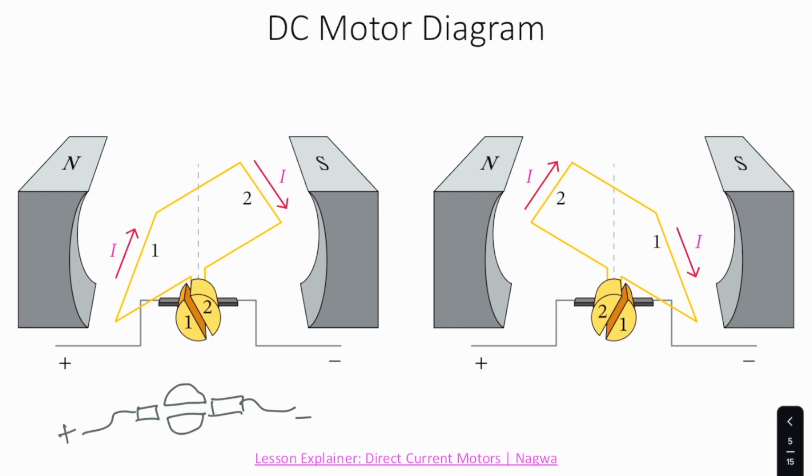So in this case, if it's still rotating counterclockwise, side 1 will then connect to the opposite brush. So side 1 will connect to the right brush, and side 2 will connect to the left brush. Thus, when side 1 is having current flow in this direction, and when it rotates around to the other side, it'll then have current flowing in the opposite direction. It'll go from being connected to the positive side to being connected to the negative side.